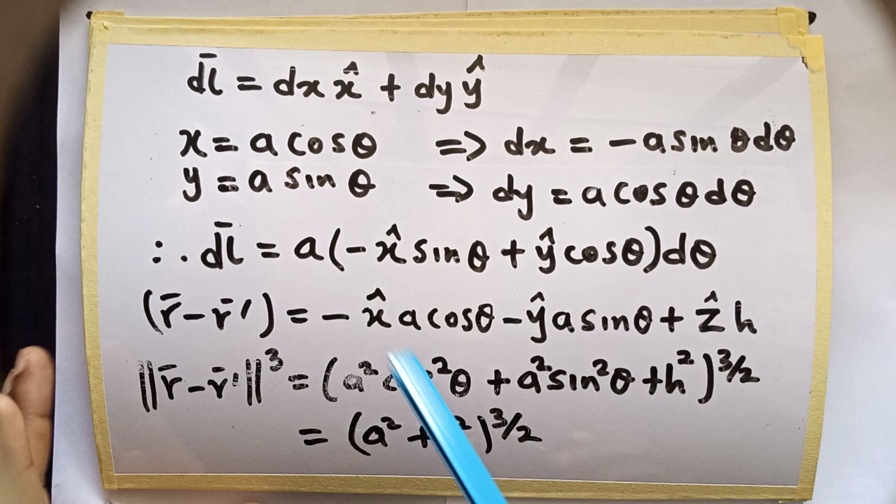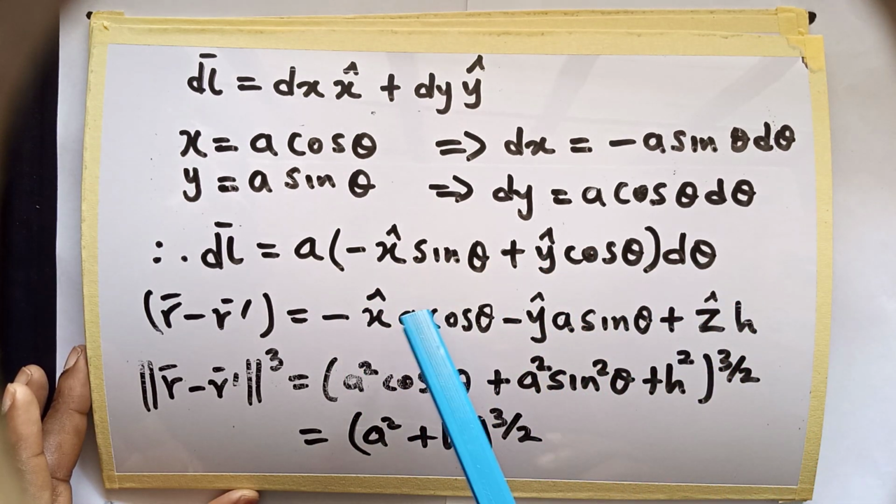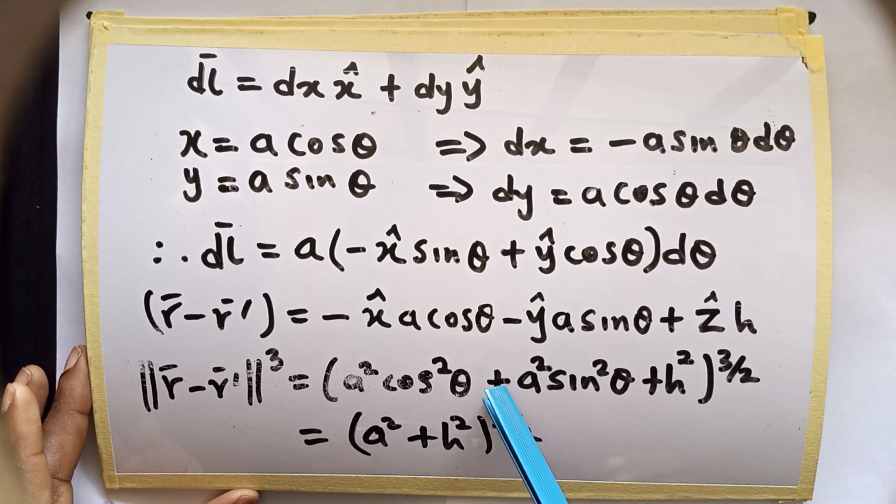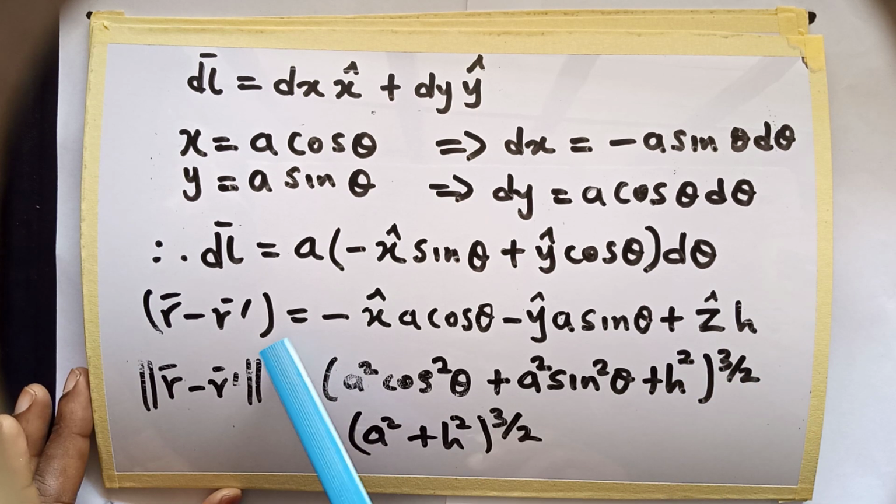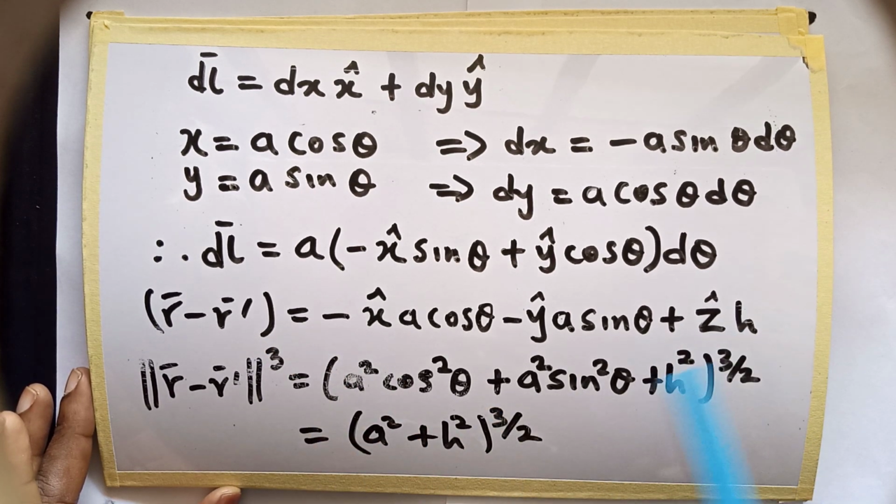All we need to do for this is to take the magnitude of this, which is a squared cos squared theta plus a squared sin squared theta plus h squared. Because of the magnitude, we have the cube and the square root of this expression, which means raised to the power 3 divided by 2. Now from this, we can simplify this expression by factorizing a squared out. Then we'll be left with cos squared theta plus sin squared theta, and that will give us 1. So at the end, we are left with a squared plus h squared raised to 3 over 2.